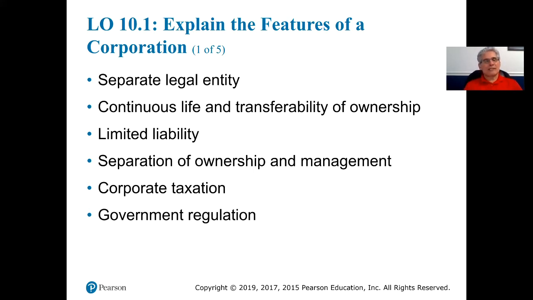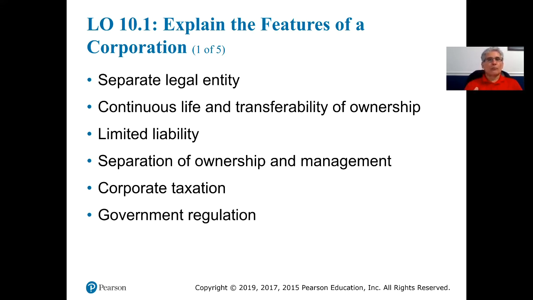The third bullet point says limited liability. That means the ownership of the entity, the shareholders, are shielded from liabilities affecting specifically the corporation. So if the corporation defaults on a loan, the shareholders are not held accountable for that.